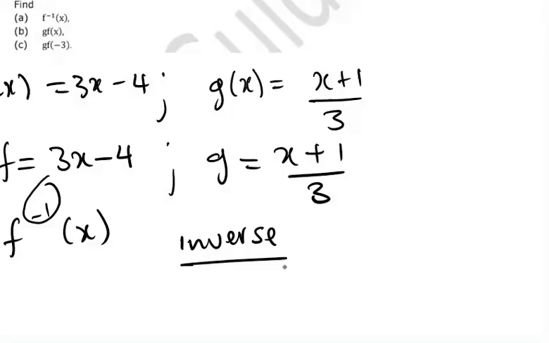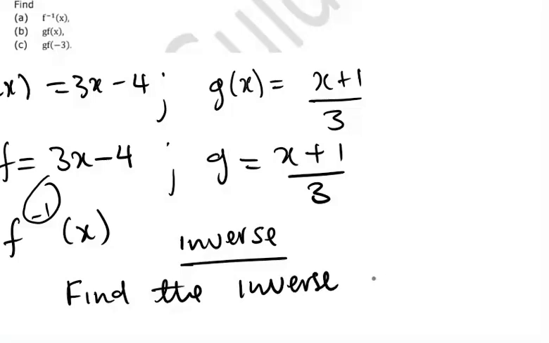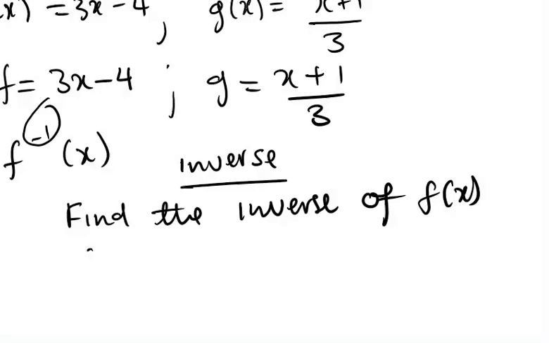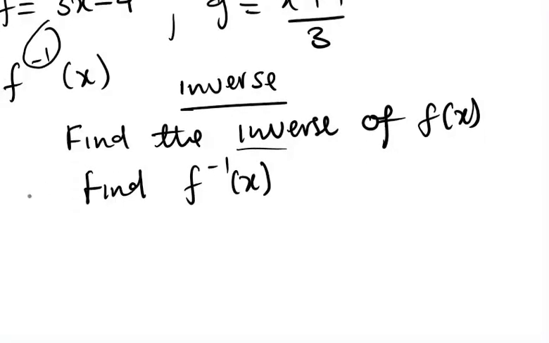So at times they'll say find the inverse of f of x. They can phrase it like find the inverse, or in short, they'll just write f inverse of x. These are the same. It's the same terminology. If they say inverse, they write power negative 1, it's the same thing. So first of all, we'll write f of x is 3x minus 4.